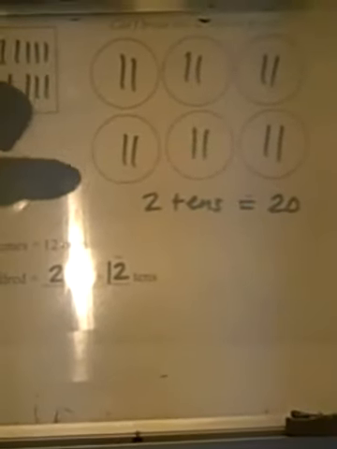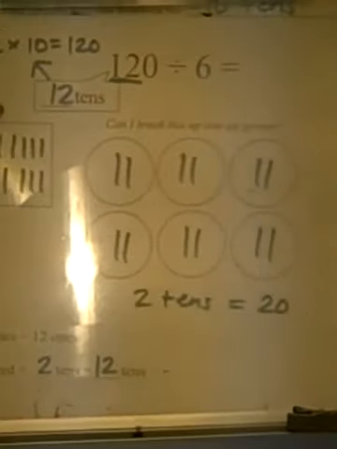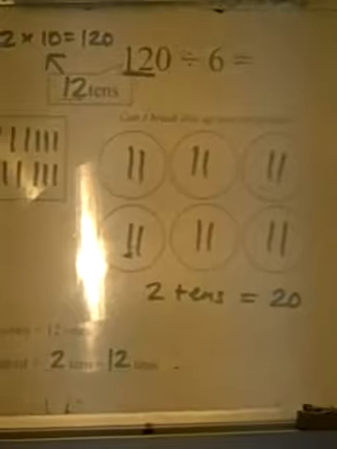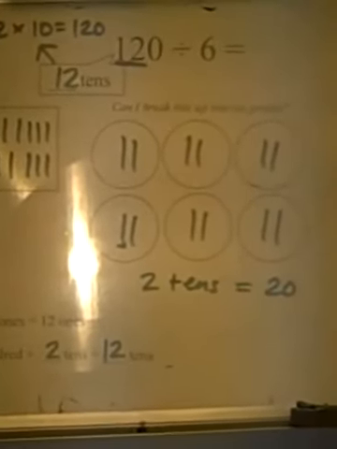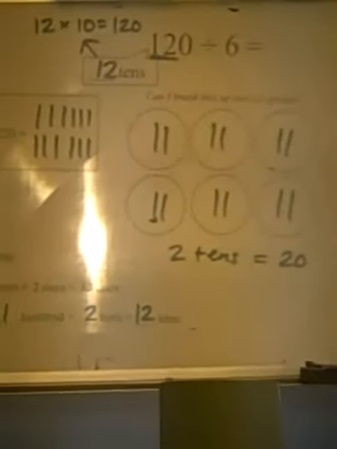So they're connecting the idea that 120 divided by 6 is similar to 12 divided by 6, but it's all about what is the value of the things that you're breaking up. And so if you have 12 10s instead of 12 ones, your answer is going to be 20 and not 2.